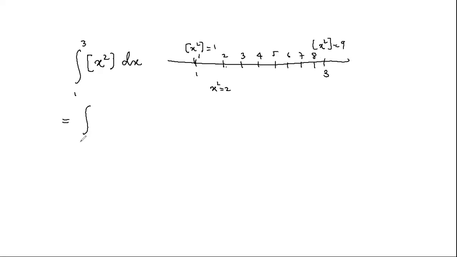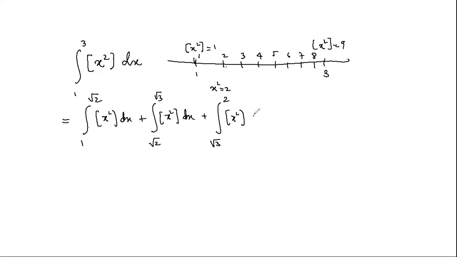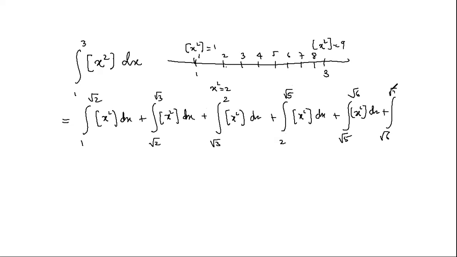So when does x square become 2? Tell me, what value of x? Root 2. So 1 to root 2 integer of x square dx plus root 2 to root 3 integer of x square dx plus root 3 to root 4, root 4 means 2, integer of x square dx, plus 2 to root 5, plus root 5 to root 6, plus root 6 to root 7, plus root 7 to root 8, and root 8 to root 9, integer of x square dx.